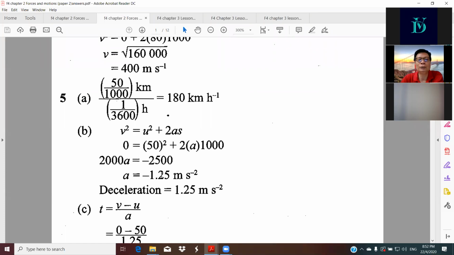Negative 1.25. Why negative? Because it's deceleration, okay? So for the answer to deceleration, you ignore the negative. Take 1.25.